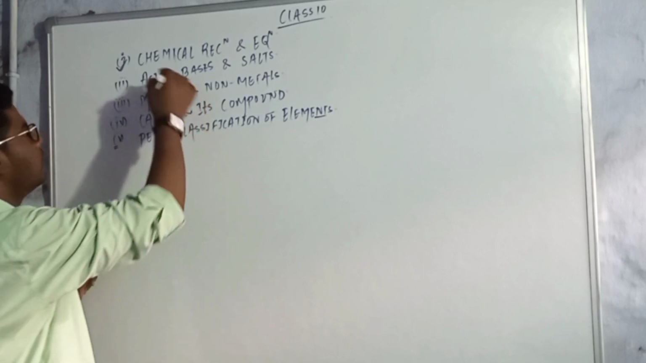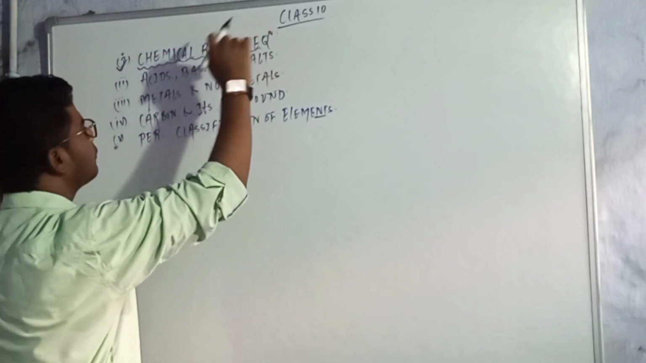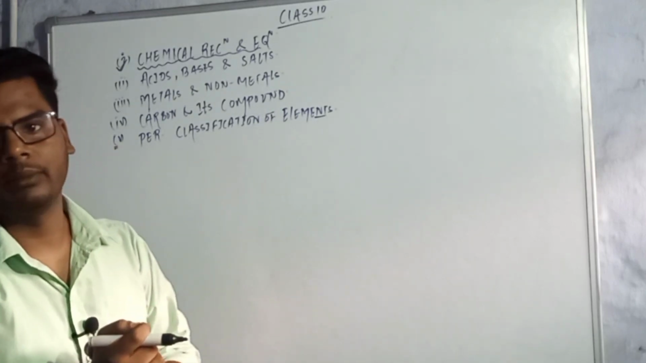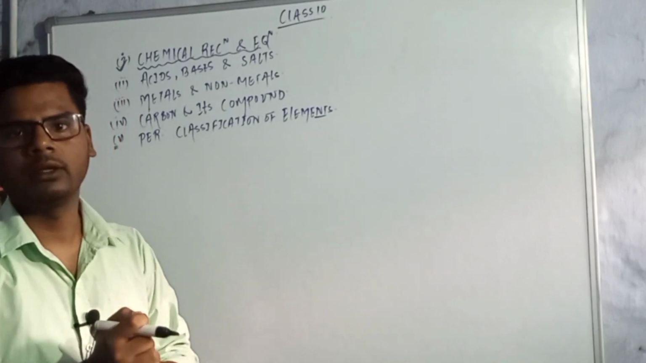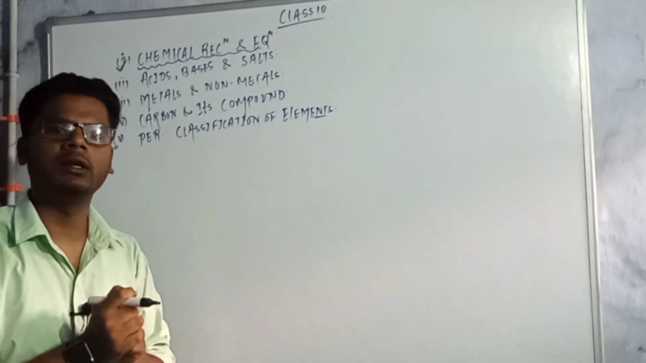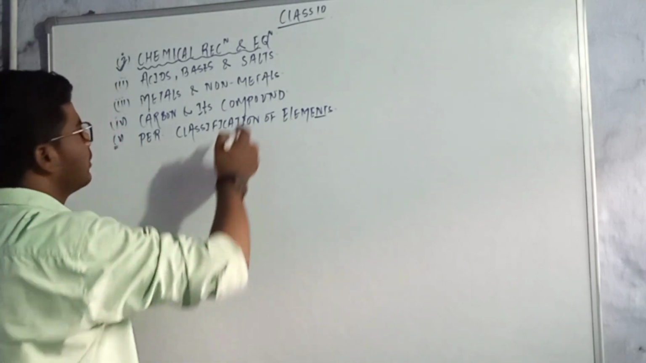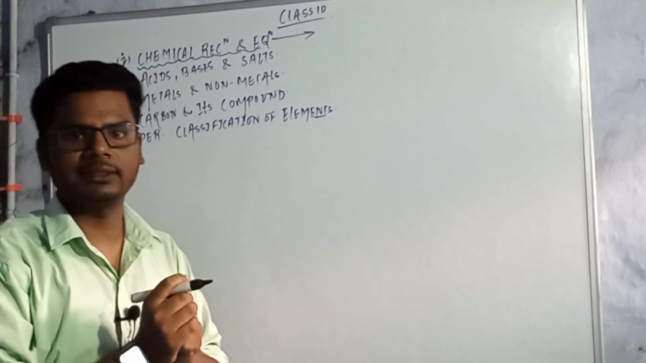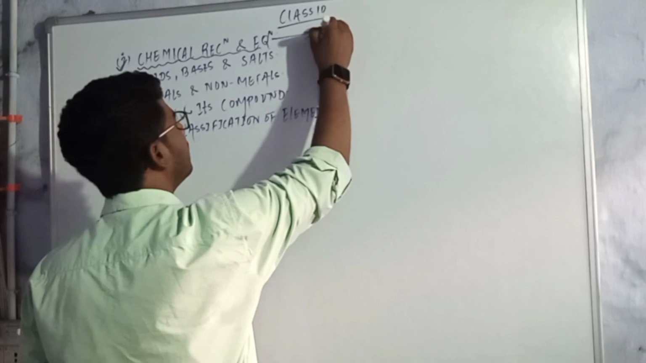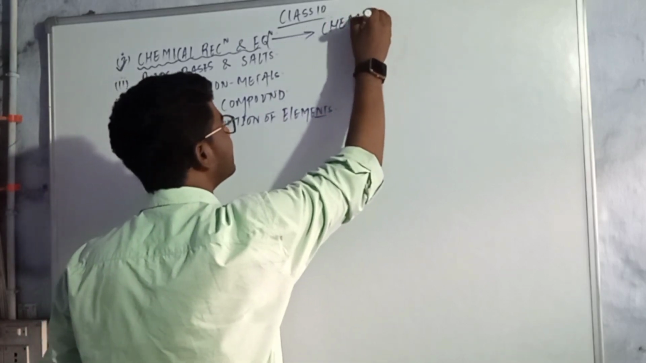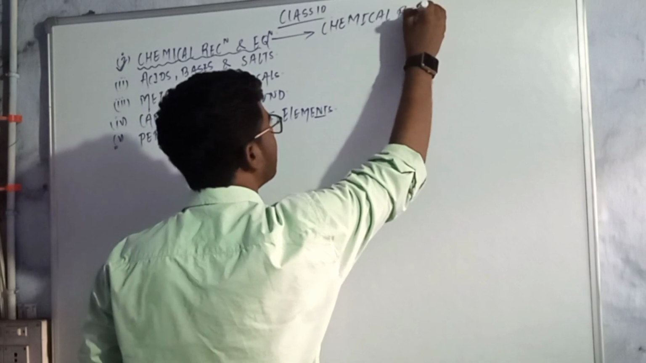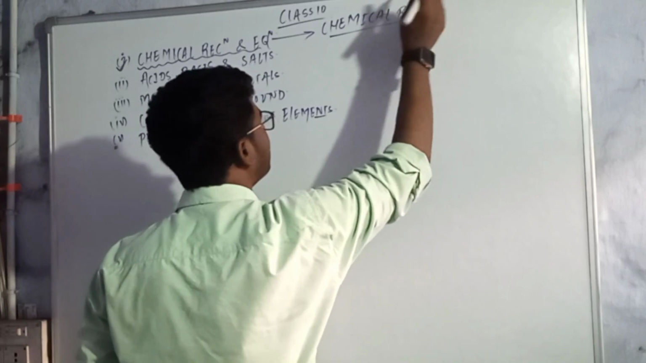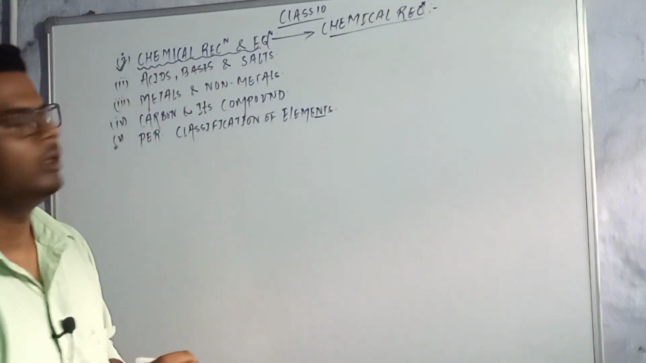Now we go step by step. The first chapter is chemical reaction and equation. I am going to explain what is a chemical reaction, what is a chemical equation, and what are the topics which we will discuss in this segment. When we start this chapter, the first question that arises is: what is a chemical reaction?